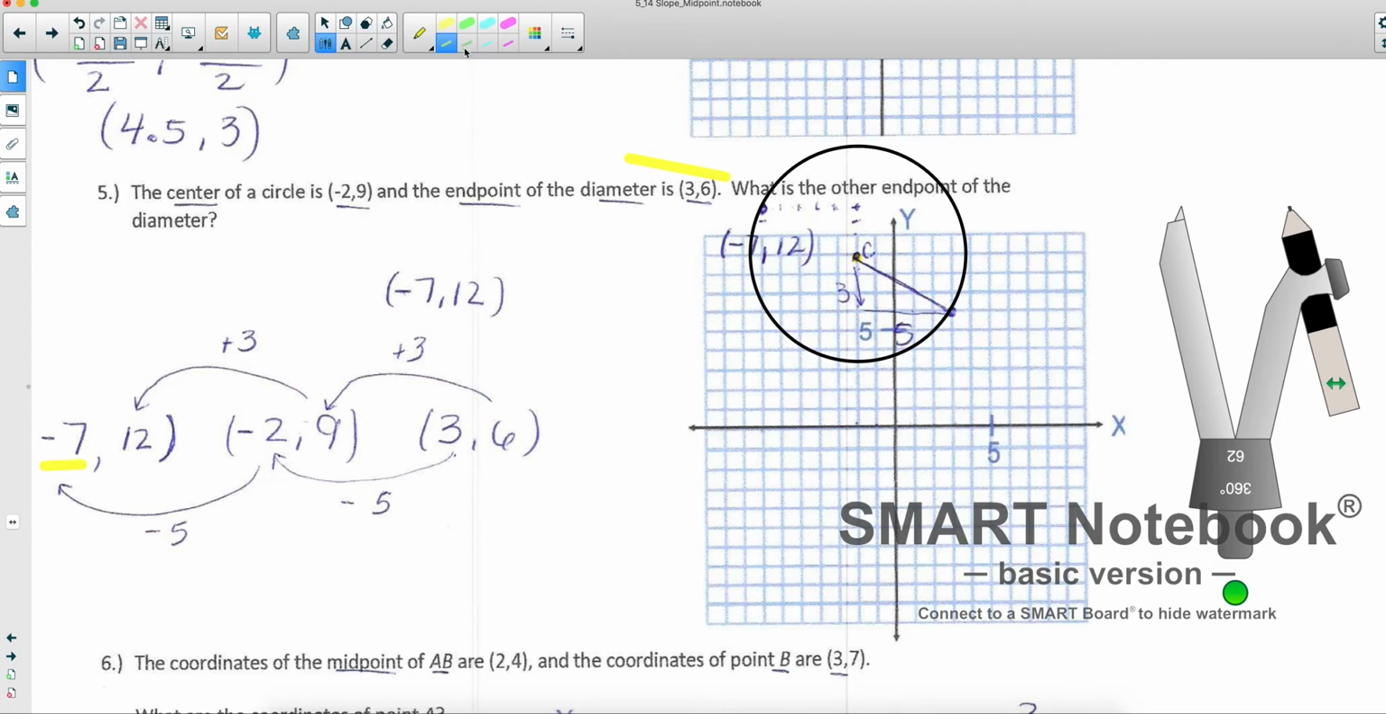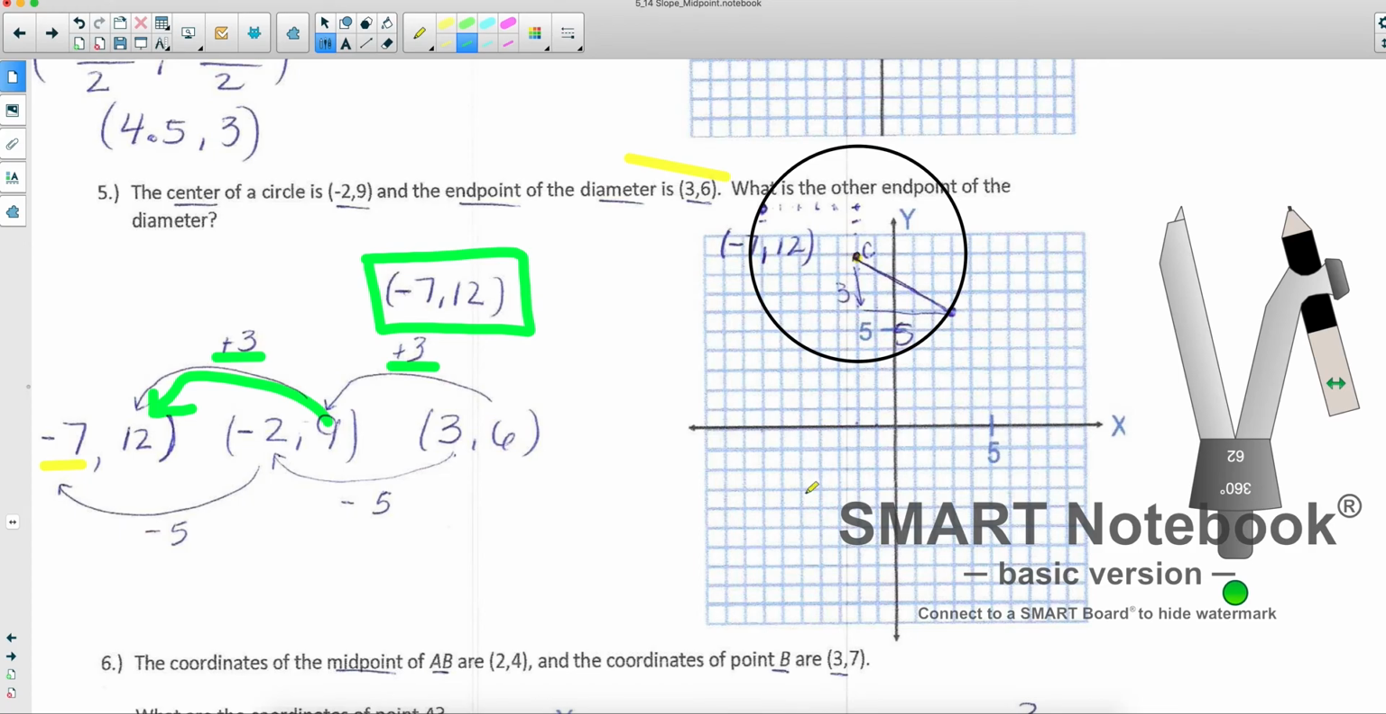Now I can apply the same thing to the y's. I went from 6 to 9 by adding 3. So I can go from this center y value to my other endpoint y value by also adding 3. So 9 plus 3 is 12. Again, I get the same endpoint for my diameter by using this method. So our endpoint would be -7, 12.